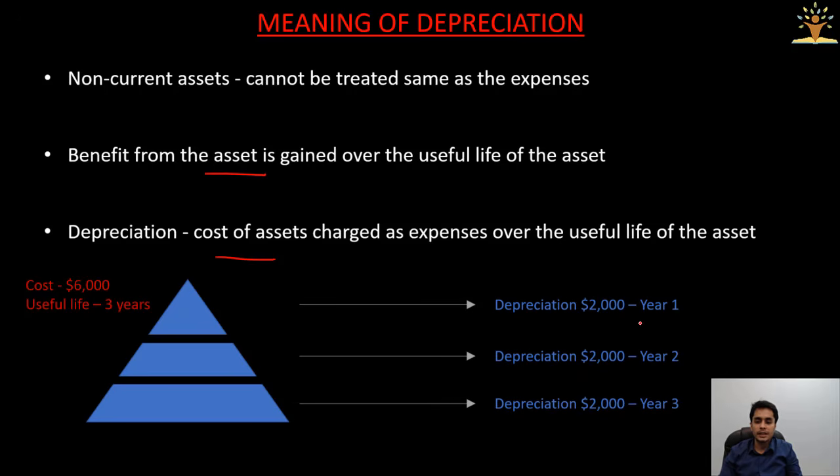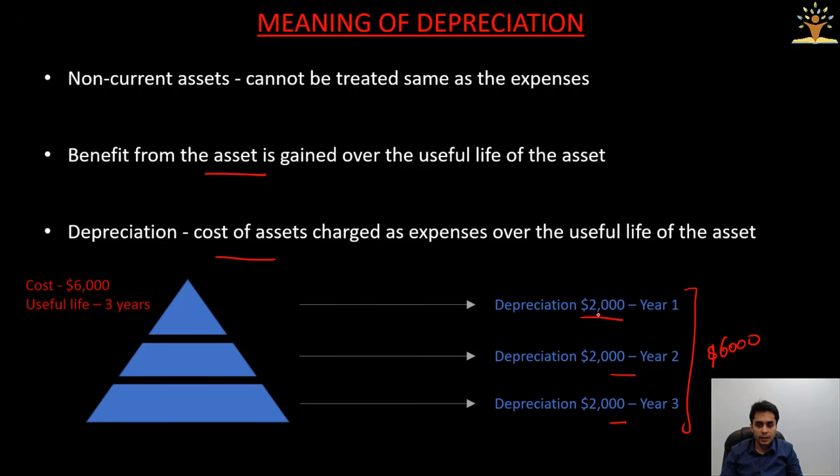So in year 1, I'll transfer 2,000 to the income statement as expense, which is depreciation. In year 2, I'll transfer another 2,000. In year 3, I'll transfer another 2,000. In total, over the 3 years, I'll be transferring 6,000, which is the total cost of the asset.